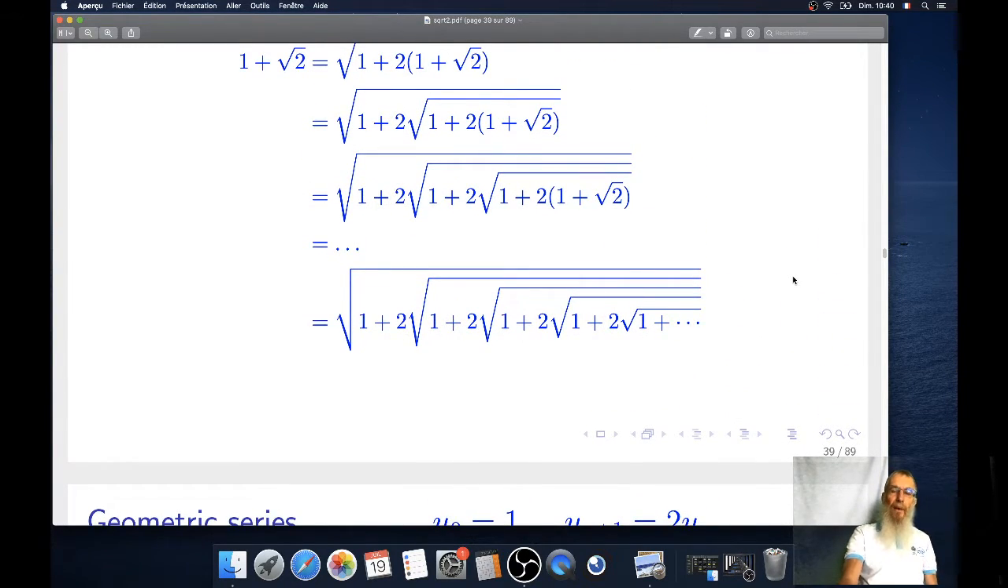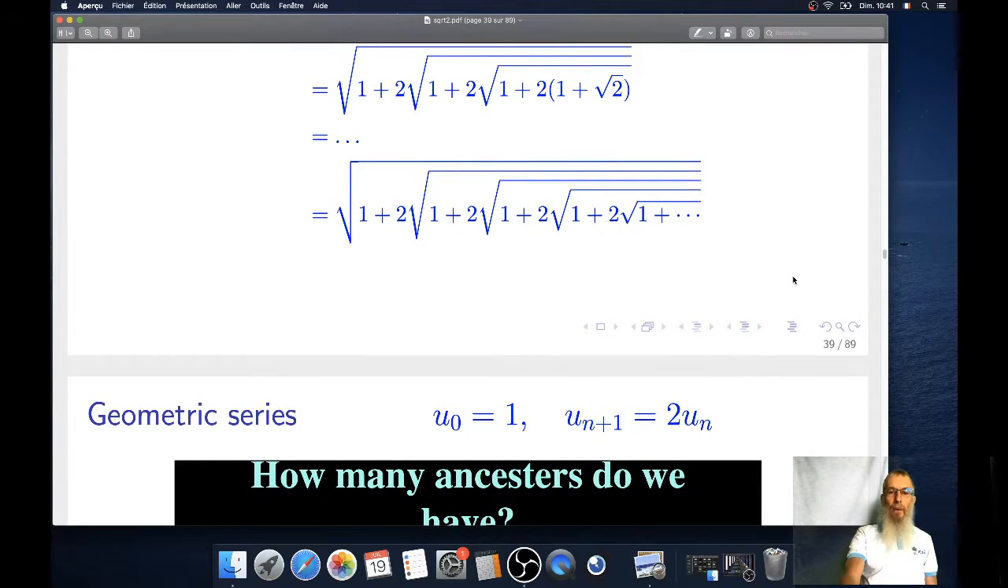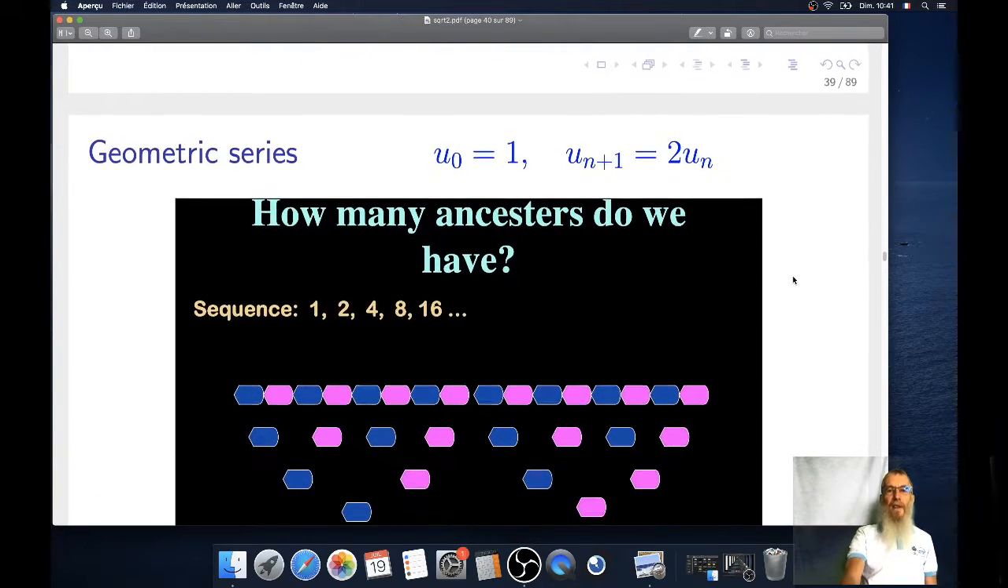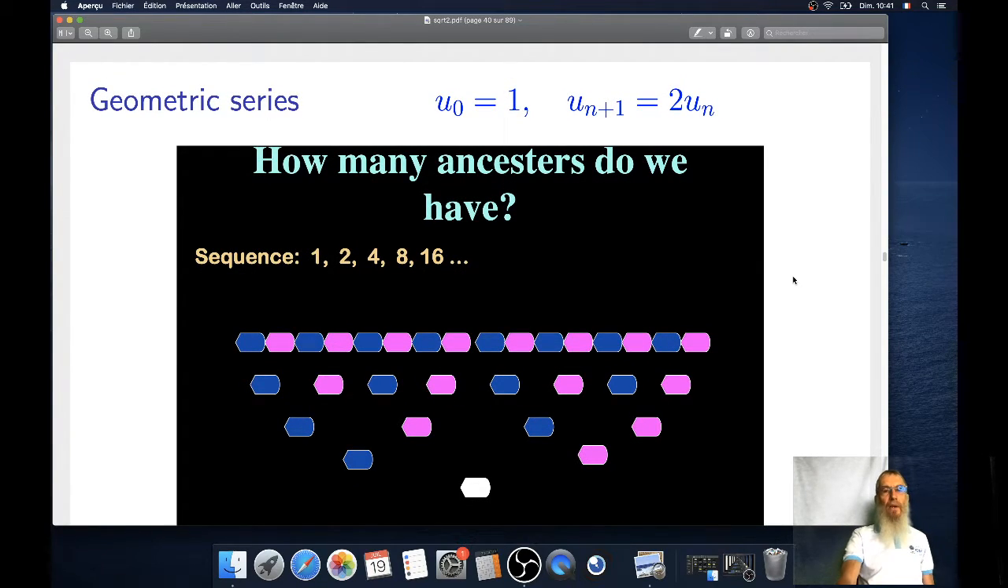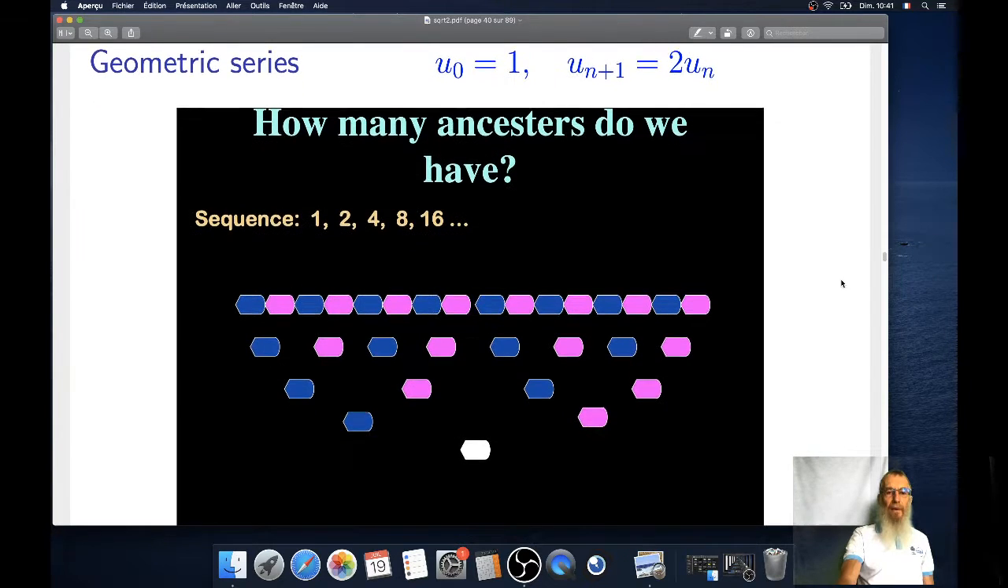Okay, so these were the main things I wanted to say about the square root of 2 and the golden ratio. Now I would like to go to the Fibonacci sequence. I will start with a question of genealogy. How many ancestors do we have?